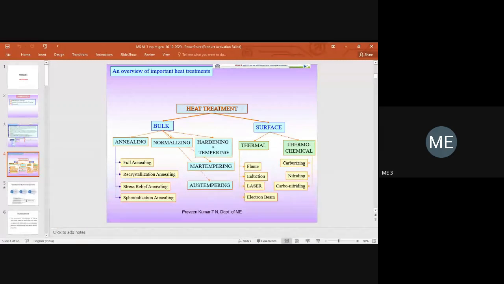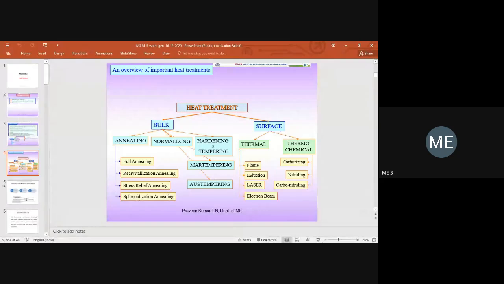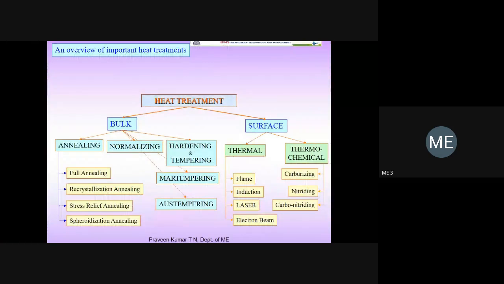You have to relieve these stresses. To relieve these residual stresses, we require some treatment. That is nothing but stress relief annealing. Like what you do after finishing your exams, you may go to a party or some good restaurant. That is relief from examination tension.